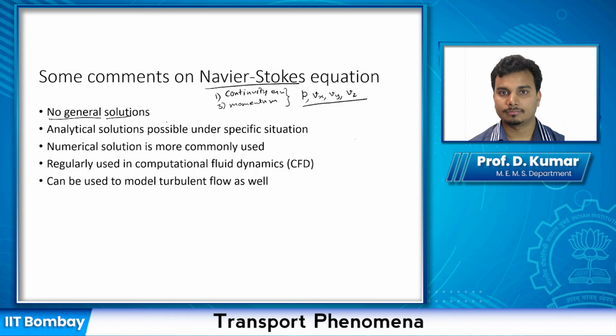Under specific conditions, as I said, analytical solution is possible, and we'll look at one example as a follow up to this. But commonly, what we do is we find a numerical solution. So commonly we will have numerical solution. What do we mean by numerical solution? It is you discretize these equations and then you put in the form of matrix, etc.